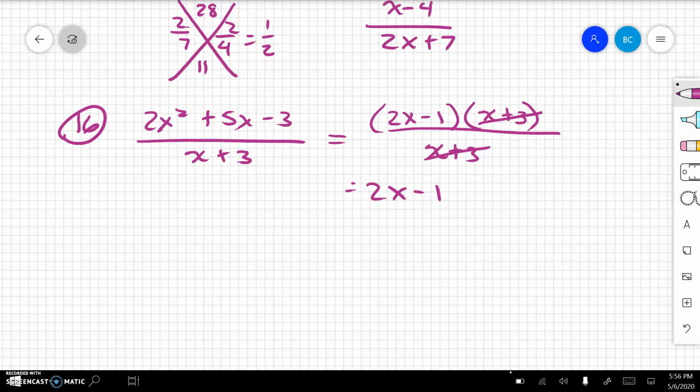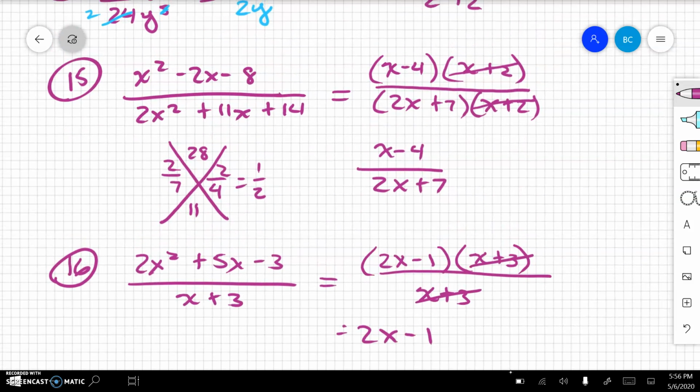If I'm asked for the excluded values, I always want to go back to when I have fully factored, but before I've started canceling. So I would have an excluded value here of -3. I'm going to scooch back up here for a second. This excluded value would be -7 over 2, but I would also have an excluded value of x equals -2 because I have to go back to my fully factored, but before I start reducing problem to identify those excluded values.